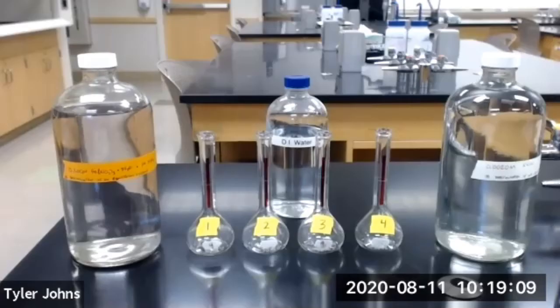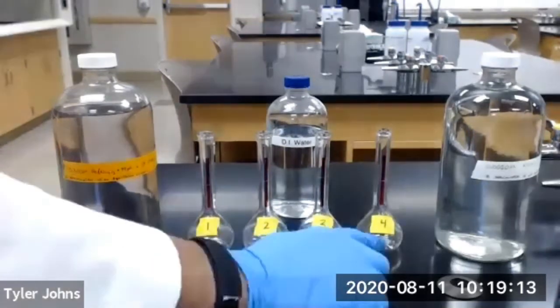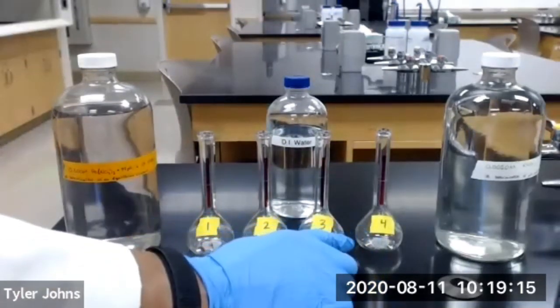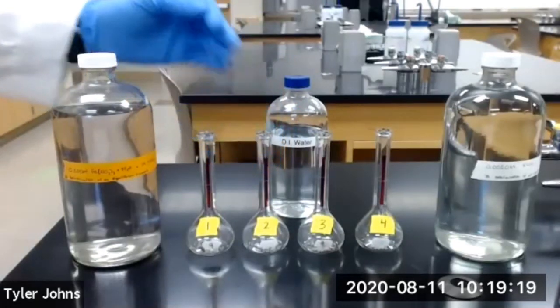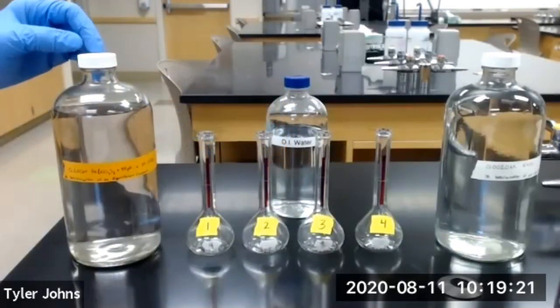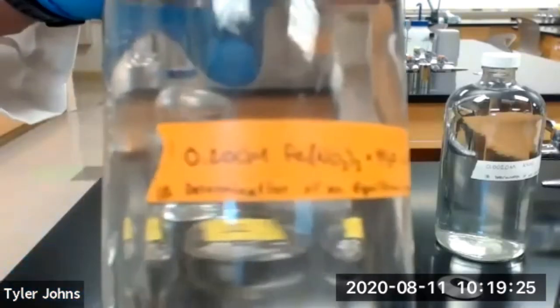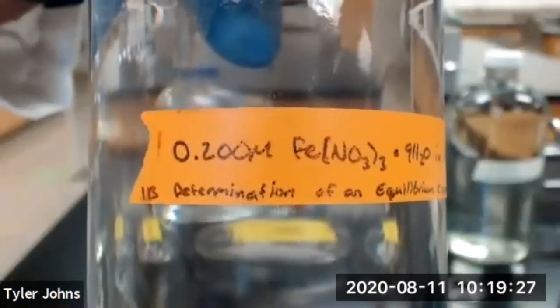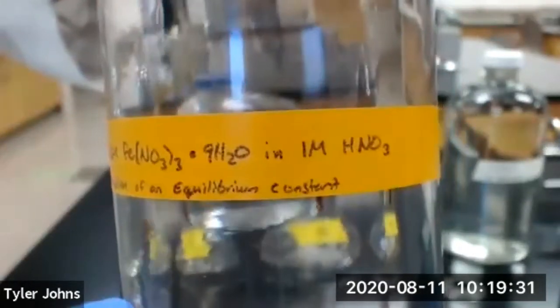Let's get started. To begin part 1 of this experiment, we first need to label 4 50 milliliter volumetric flasks numbered 1 through 4. And we're going to use these 4 50 milliliter volumetric flasks to prepare our 4 standard solutions. And we'll prepare our 4 standard solutions using 0.200 molar iron 3 nitrate in 1 molar nitric acid solution.